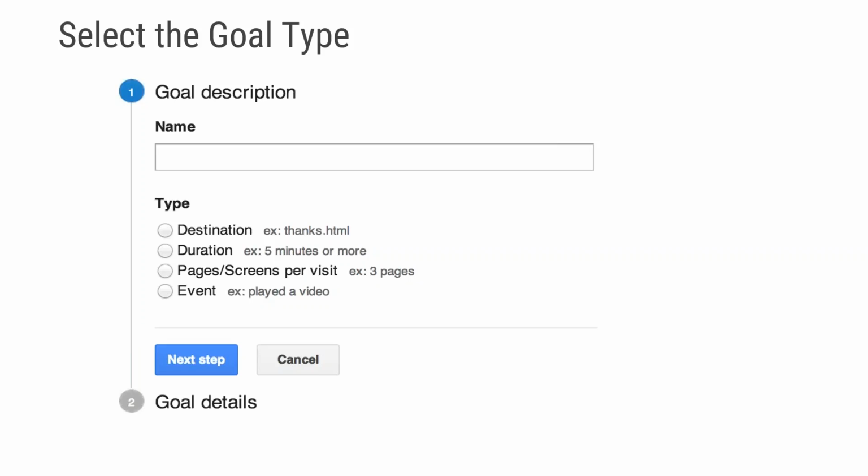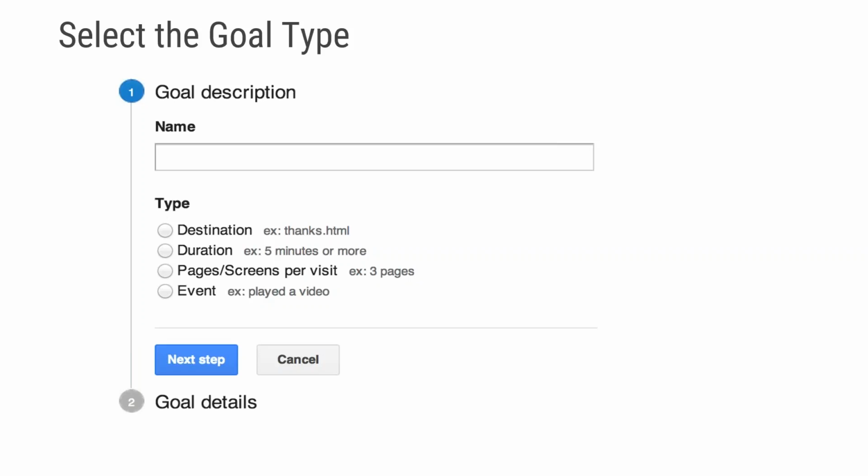Similarly, let's say you would want to keep duration as a goal. Let's say I value all the users who come to my website and spend about 5 minutes on my website. Then I can specify that users who come to my website and spend 5 or more than 5 minutes on my website, track that as a goal.